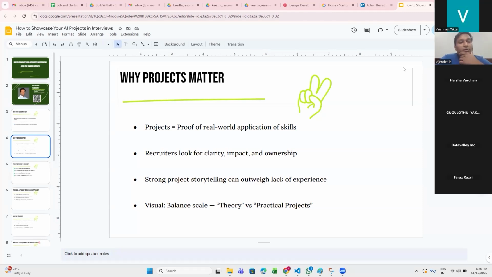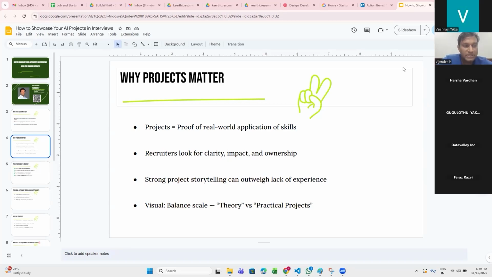So recruiters typically look for somebody who's clear on what they are trying to do and should be able to clearly talk about what they're trying to do. Okay. What is the impact they have given? Okay. Now, I see a lot of resumes where people just say, I have done 10 things, but what is the outcome? What have you got out of doing those 10 things, right? That is important. And recruiters also look for ownership, right?